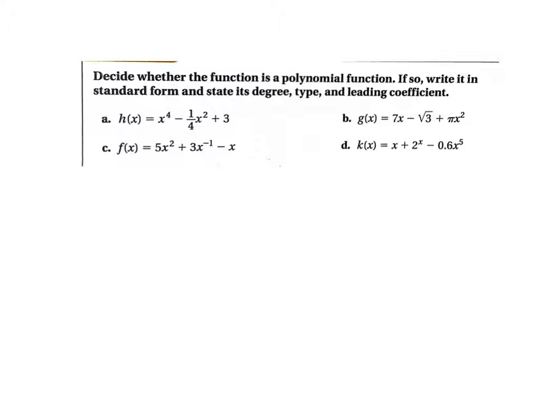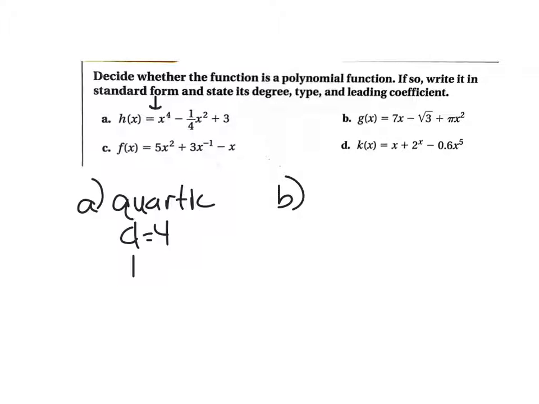First kind of problem: decide whether the function is a polynomial function. If so, write it in standard form. Say its degree, its type, and leading coefficient, which is going to be very important as we move on. First one, part A, is a polynomial. It's already written in the right form. It's quartic, since it says type. Its degree is 4. Leading coefficient is 1. Leading coefficient is the coefficient in front of the biggest exponent, or what the degree is.